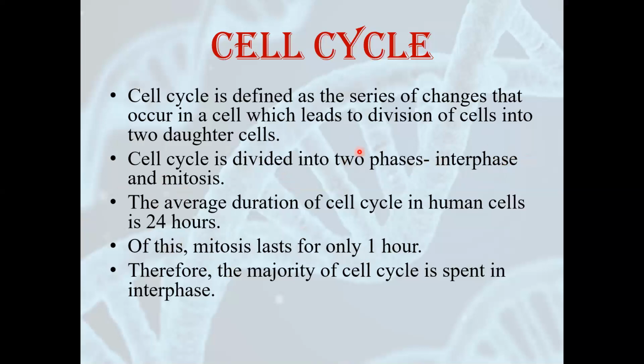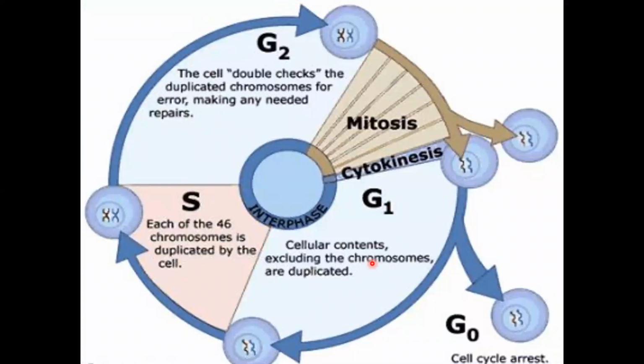Now what is the difference between these two phases? Interphase can also be called the preparatory phase for cell division, and mitosis is the actual division of cell. So here the division takes place, whereas here the preparation for division takes place. And because this occurs for 23 hours, we can say that the majority of the cell cycle is spent in interphase. And for mitosis, there is only 1 hour. This is the diagram of the entire cell cycle. You can see this is the mitosis, and from here up to here, this entire thing is interphase. So you can see interphase is a very long phase. That's why it takes 23 hours to complete.